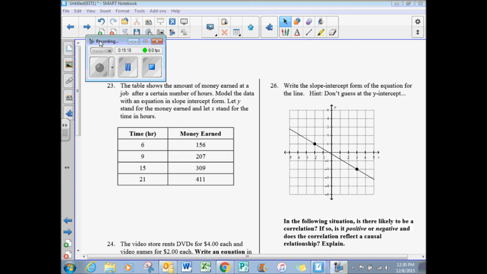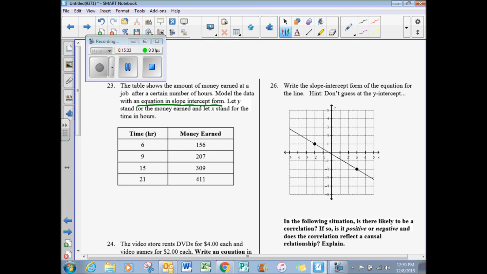Okay, 23. Table shows amount of money earned. Someone came up to me yesterday and said this isn't a direct variation, it doesn't work. But what do the directions say? Write an equation in slope-intercept form. So I can't emphasize enough to read the directions. Read and understand the question before you jump into it.